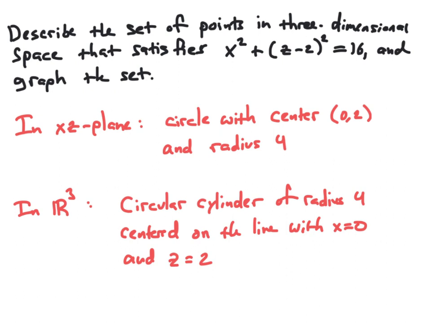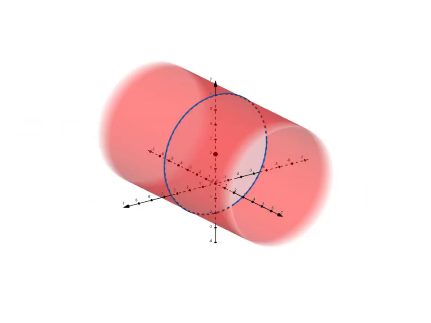This will be the cylinder formed by taking the circle in the xz plane and moving it along in the y direction and taking all points that we obtain in this way. Here is a graph of the equation in three-dimensional space. We can see the circle here in the xz plane, shown in blue, with the center of (0, 2) and a radius of 4, and that the cylinder is formed around that circle, extending in both directions along the y-axis.